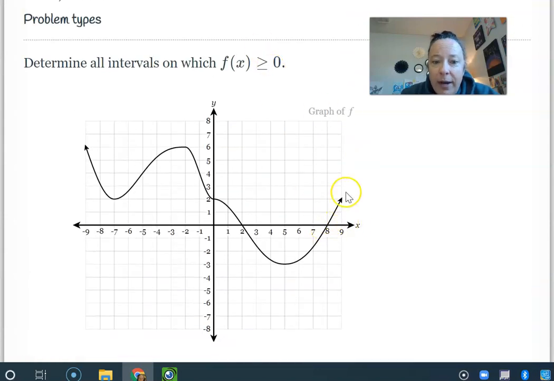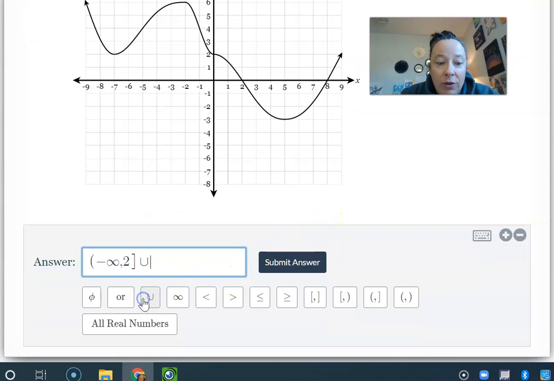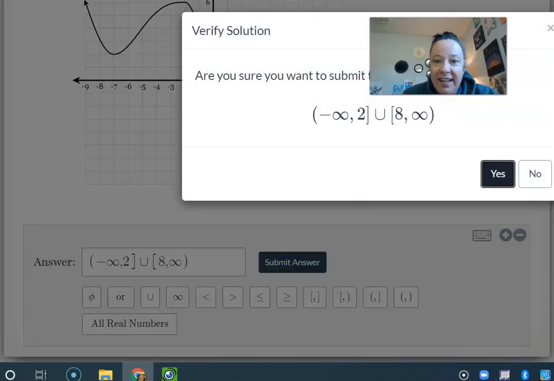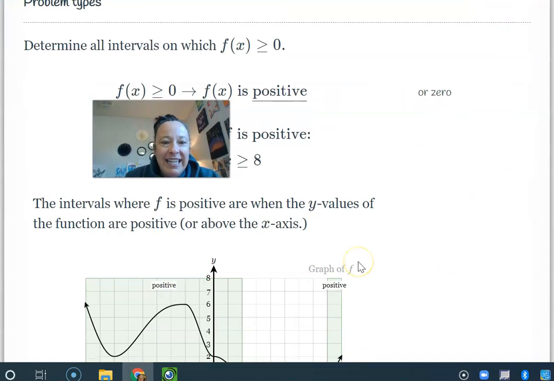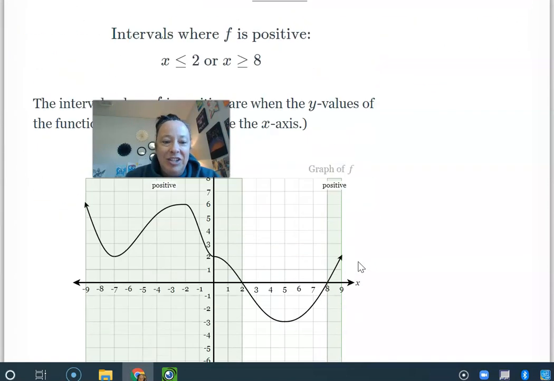Now we have another spot where it's positive from 8 to infinity because if you switch it down to the x-axis, the 8 would need to be included. So I need to pick this one. So it'd be 8 to infinity. So much fun. Hit submit. Keep your fingers crossed. Yes, yes, yes, yes, yes, yes.